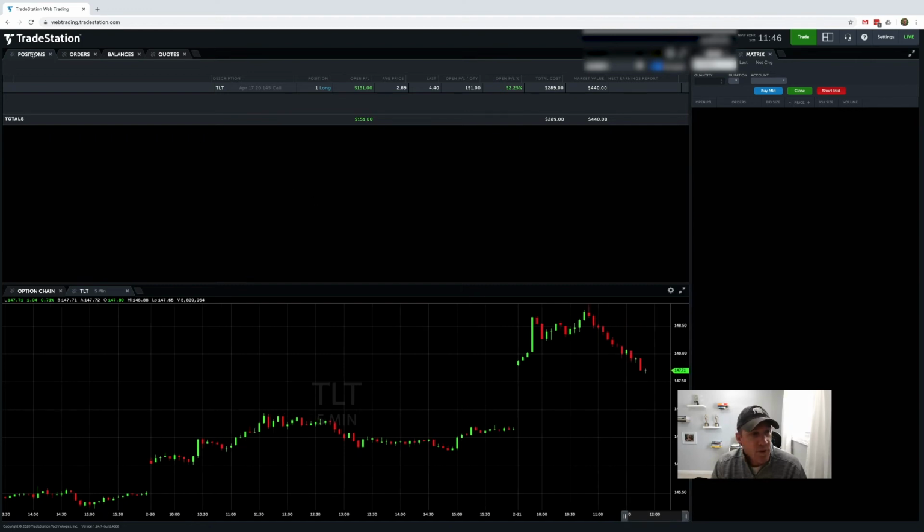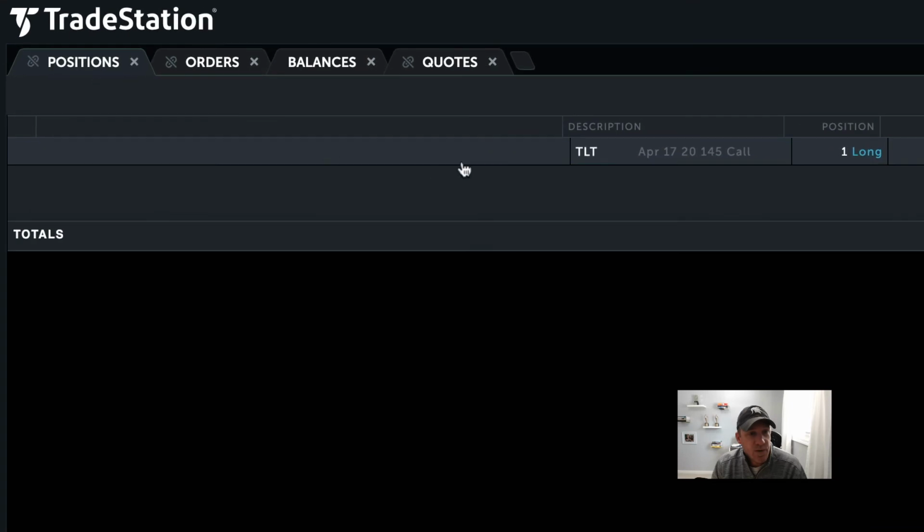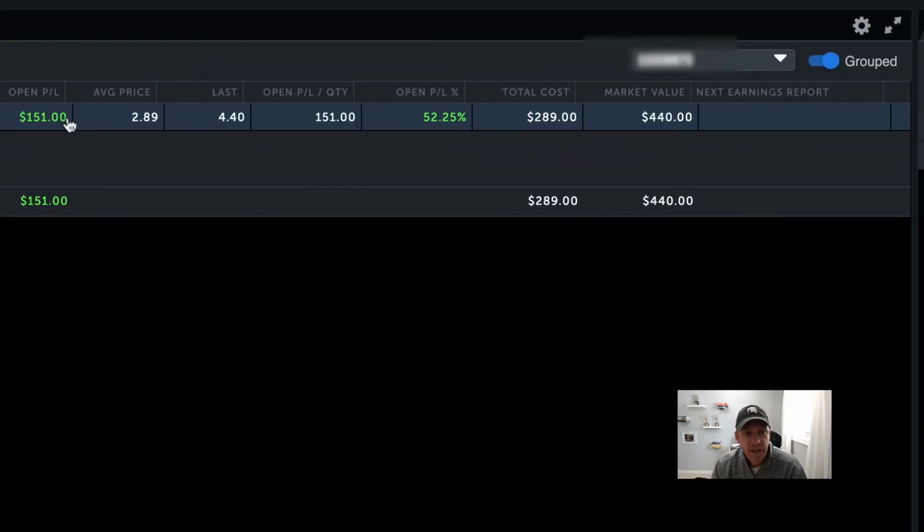If we come up into our positions tab here, we can find our TLT trade. If we click on it, we can just look at it right here. You can see under the open profit and loss, it shows you your actual profit or loss, and then the percentage is over here. So Tom said to close it out at 50%. So we're at that level. If you want to close this out today, you can go ahead and do that.